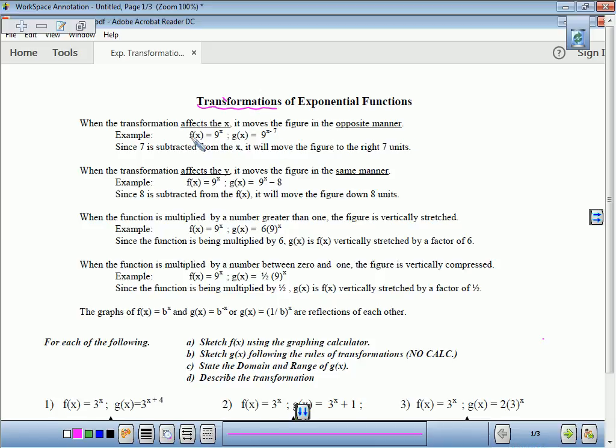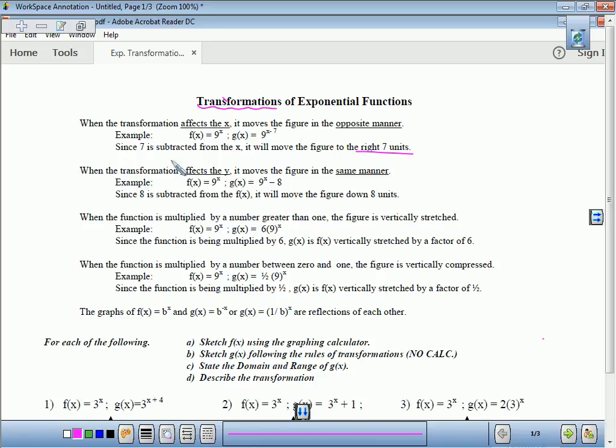So if we had this function, f of x equals 9 to the x, if we did 9 to the x minus 7, we have to think, what's the opposite? Minus 7 makes me think left 7. What's the opposite of that? Right 7. So if we have something added or subtracted to the x, that causes a horizontal shift in an opposite way. So this will move it right 7 units.